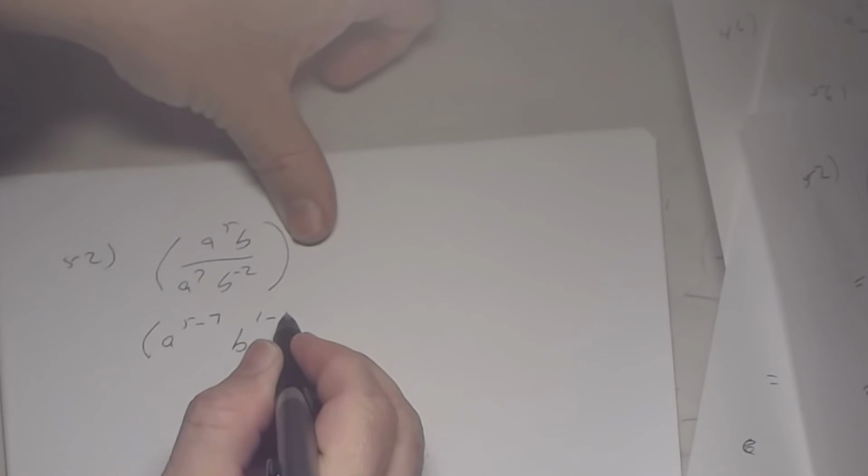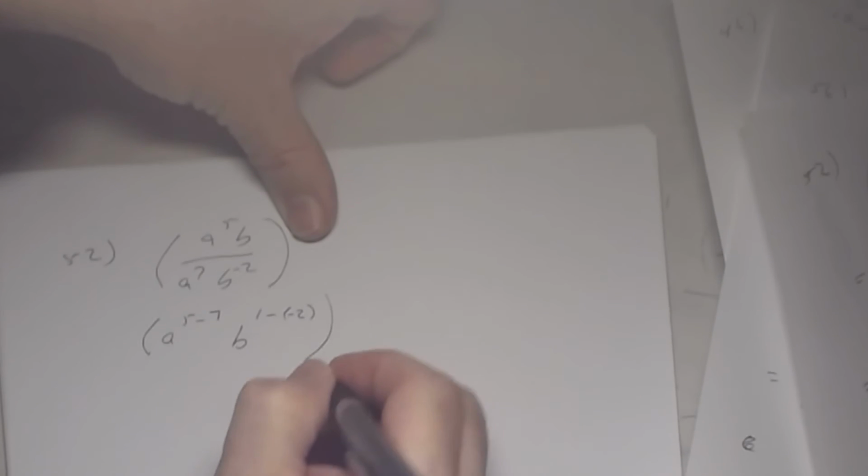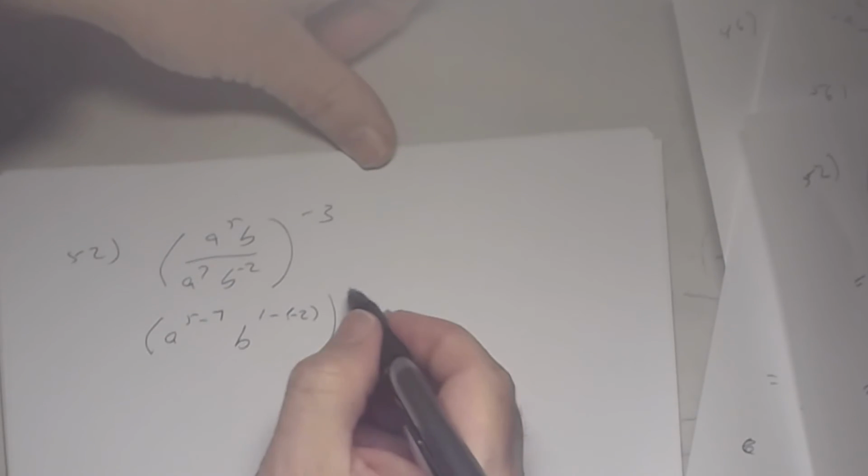All right, so if that outer exponent wasn't there, so we cover the outer exponent, and that's all you had, what rule would you use first? Quotient rule. So in parentheses, I would have a to the 5 subtract what? 7, times b to the first subtract what? Negative 2. But all that's being raised to what power though? Negative 3. So I could have used the quotient rule first inside the parentheses.